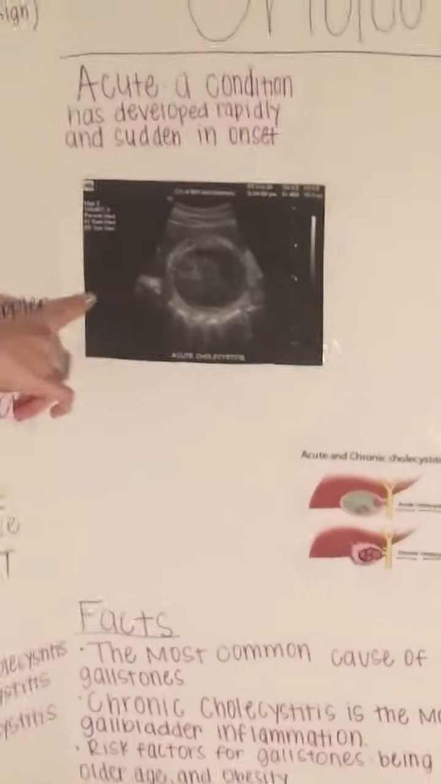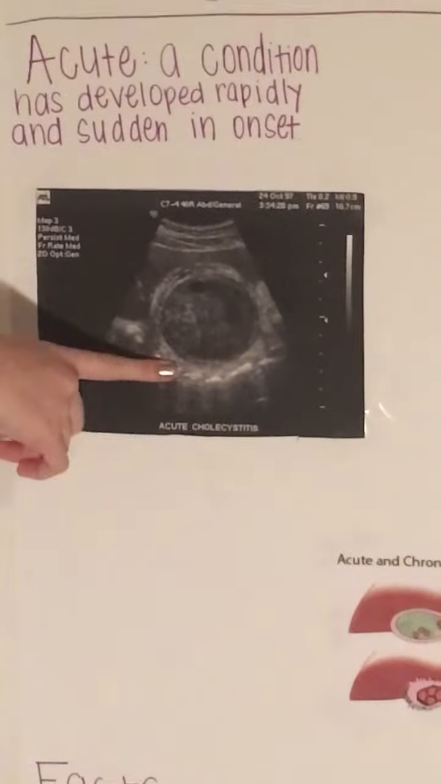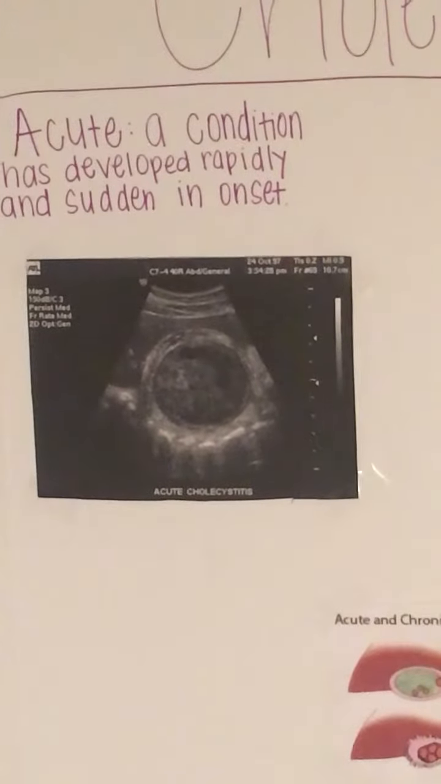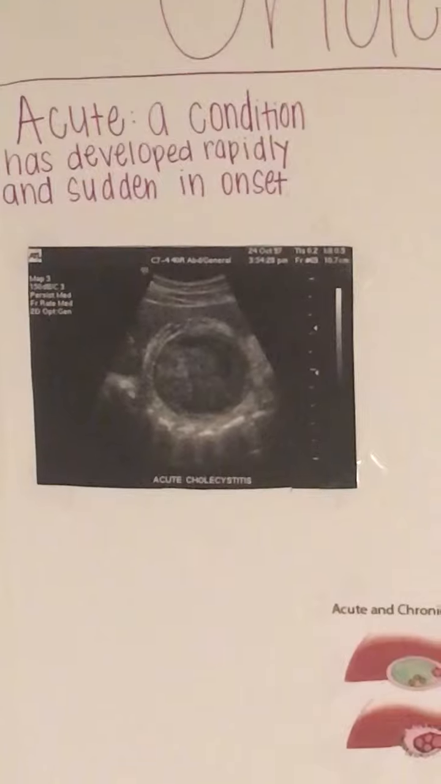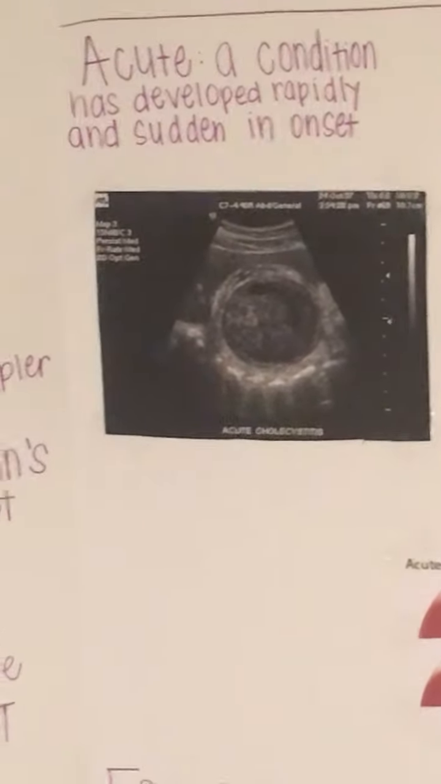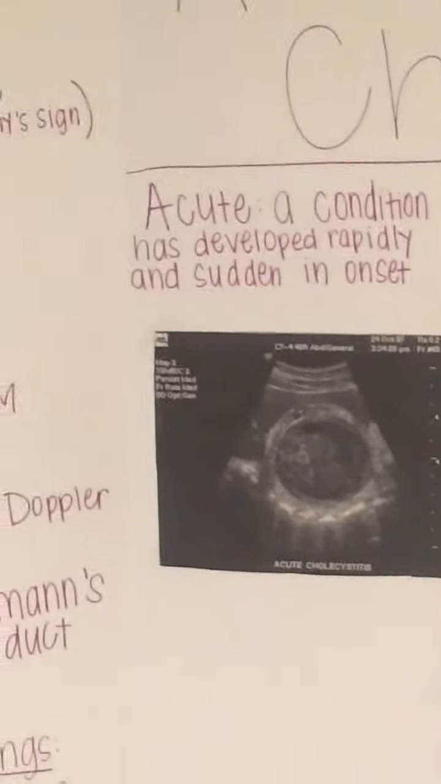And then here's a picture of acute cholecystitis, and it just looks like a sick gallbladder. Sometimes there can be stones also in the sonographic image, and when that happens, you would have to record that also. So then we're going to go over and do chronic cholecystitis.